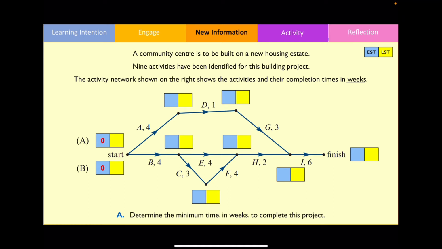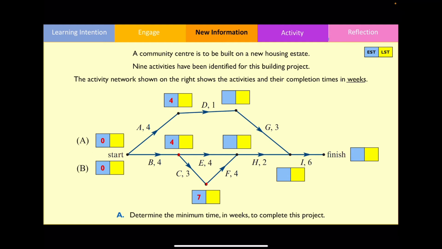Since we know that activity A takes 4 weeks to complete, therefore the earliest starting time of activity D will be after 4 weeks. The earliest starting time for activities C and E will be after 4 weeks, since B takes 4 weeks to complete. The earliest starting time for activity F is going to be found by going 4 plus 3, so therefore the earliest starting time is going to be equal to 7 weeks.